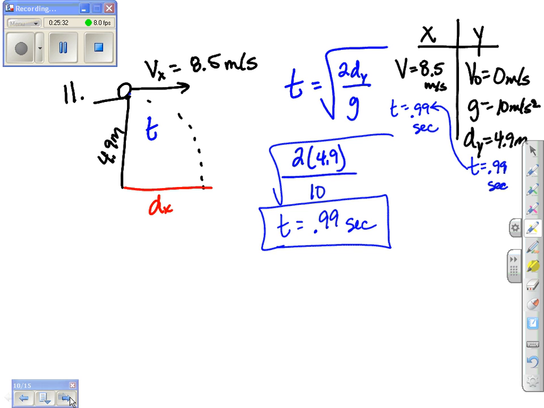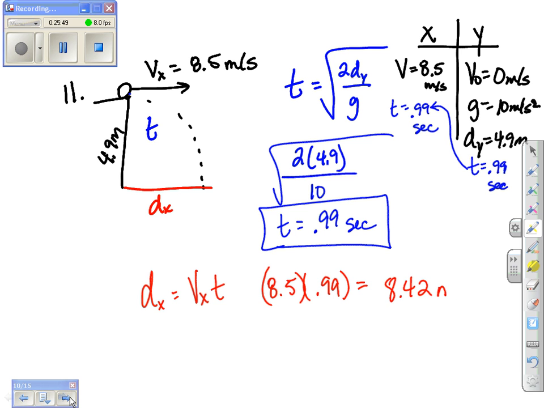So if we now know this velocity and the time, we can find dx, because again, the only formula you're allowed to use in the x is this one. And so we can say 8.5 times 0.99, and that's going to give us a range of 8.42 meters. And that would be your answer.